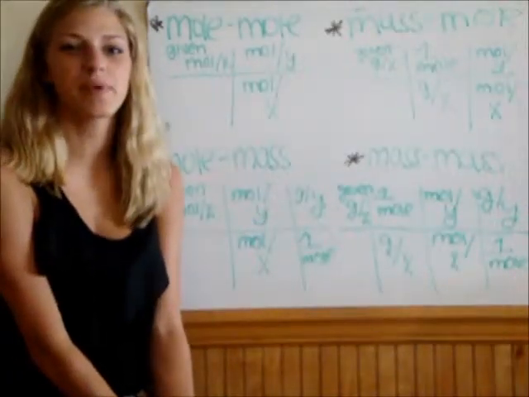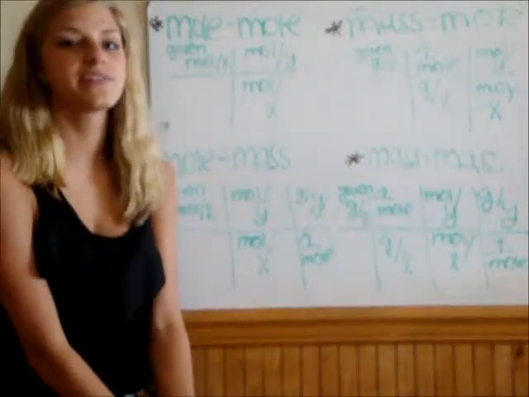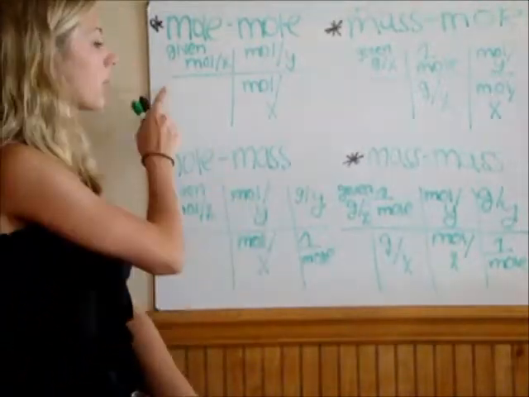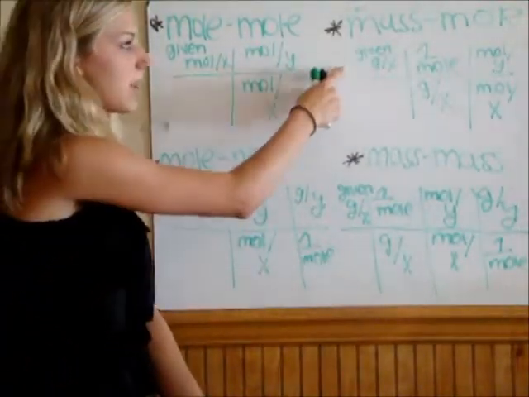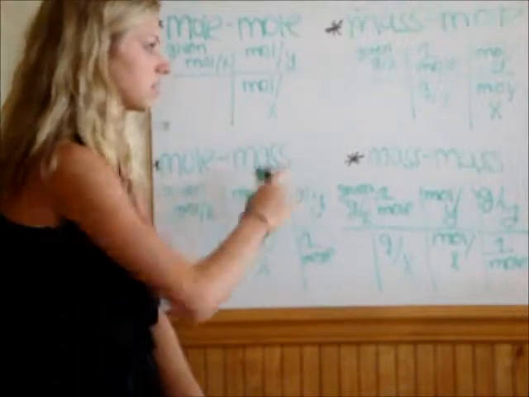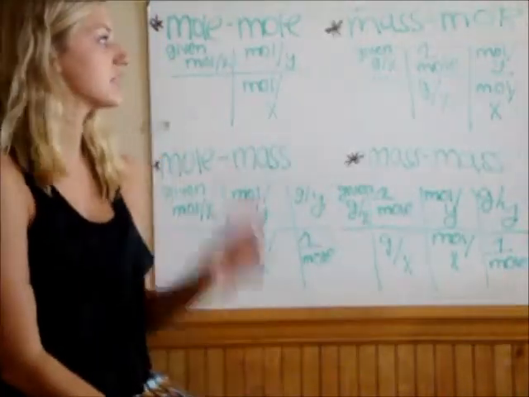My name's Kendra, and today we'll be learning about stoichiometry. There are 4 different types of stoichiometry problems: mole to mole, mole to mass, mass to mole, and mass to mass. For each different problem, you use a table.